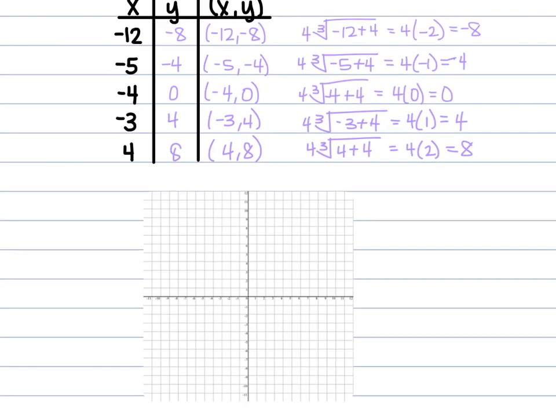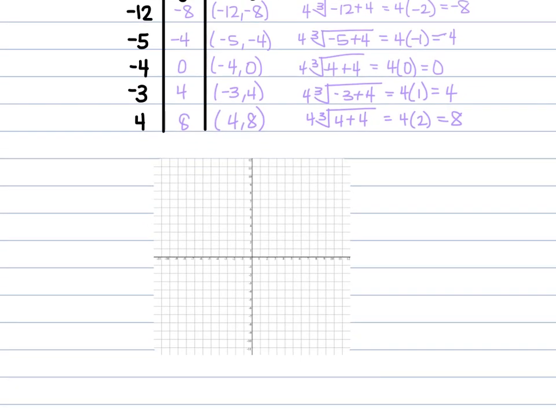If we go to graph these, we have our first ordered pair, which is (-12, -8). That is going to be off your coordinate plane somewhere over here. Your (-5, -4) is here. Then we have (-4, 0), which is here. And then -3... Oh my goodness, I'm not doing this right. Pay attention. Alright, so (-5, -4) is here. Then (-4, 0) is here. Then we have (-3, 4), which is up here. And then (4, 8), which is here.